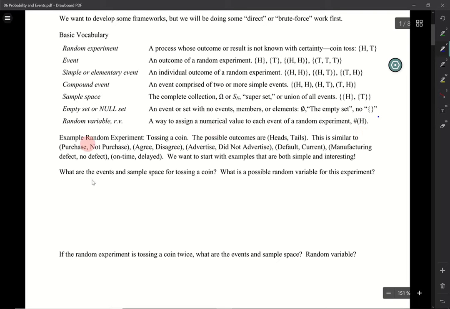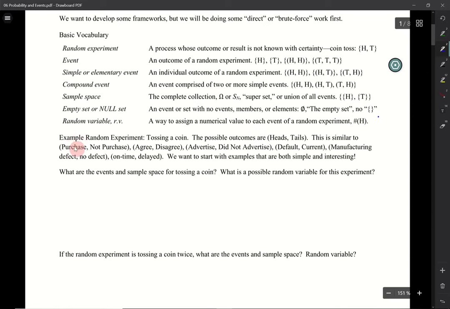And so now let's look at some random experiments, right? A random experiment is some process whose outcome is not known with certainty. So let's look at a coin toss. Why are we looking at tossing coins? Well, when we say heads and tails, it's actually similar to a purchase or not purchase, right? Obviously heads or tails might be a 50-50 chance, as long as it is a fair coin.